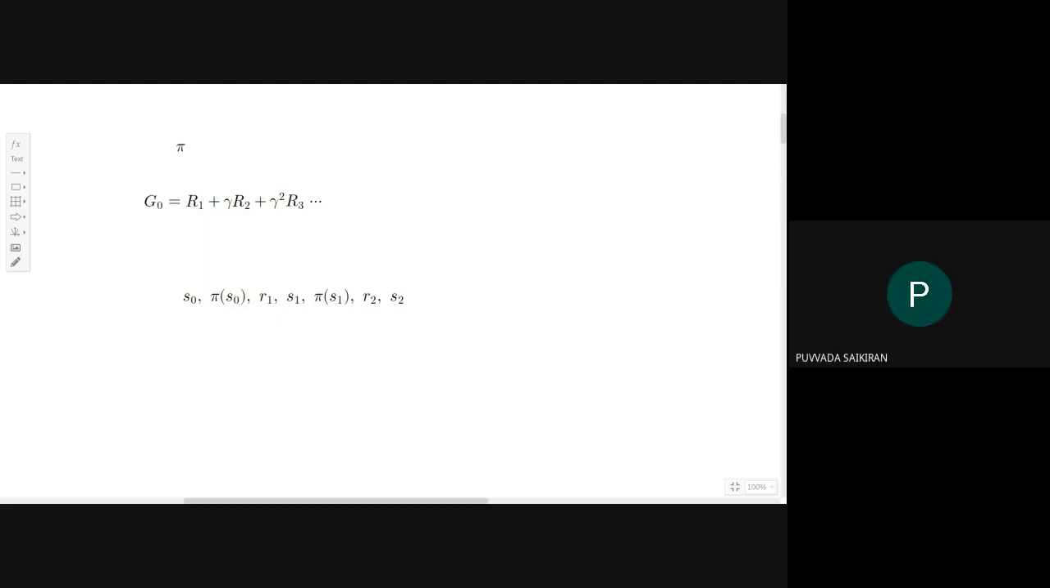Currently we are just saying, if you have some behavior that is given to you in the form of this policy pi, what happens, right? We'll follow that.